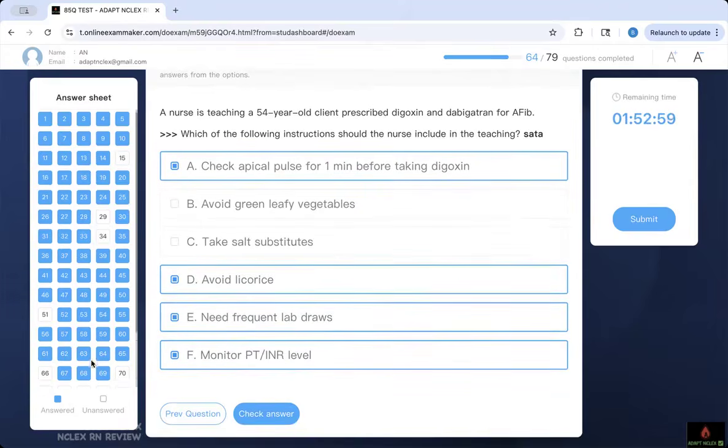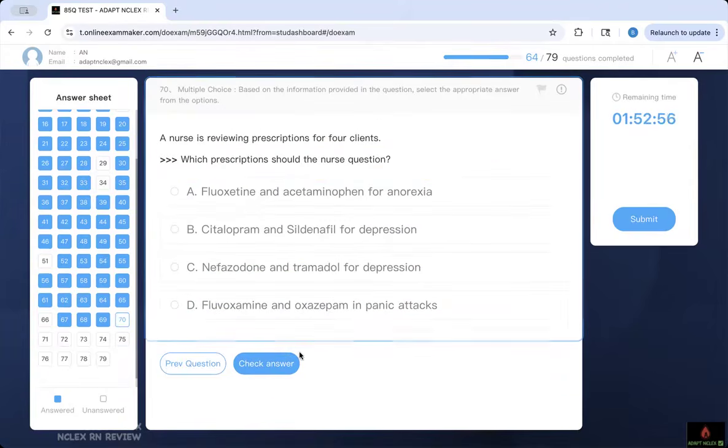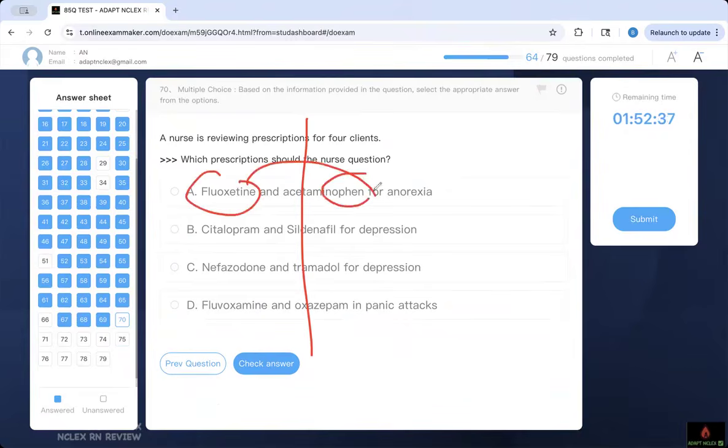Know this, watch this multiple times. This pharmacology is key. And a nurse is reviewing prescriptions for 4 clients. Pharmacology can be daunting, but you got it. Which prescription should the nurse question? There's a strategy to answer this type of question. I got you. Don't worry. Divide this into 2. Fluoxetine. Should you combine with what? Acetaminophen in the patient who has anorexia.